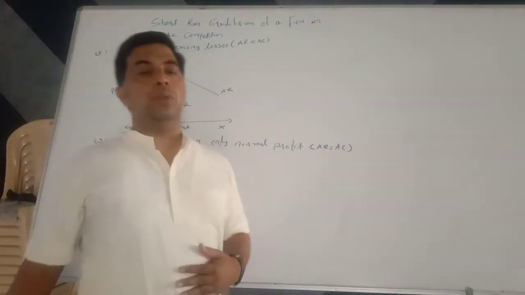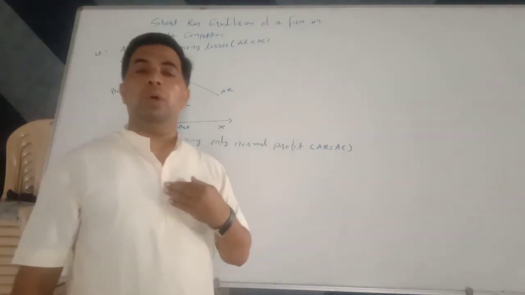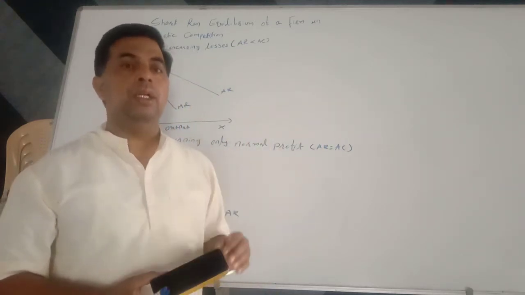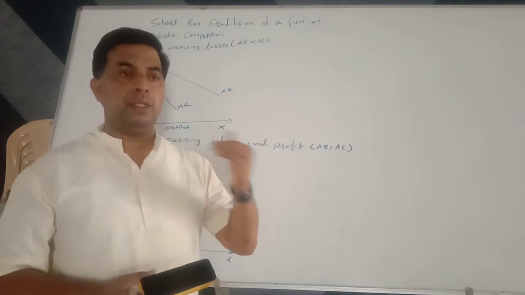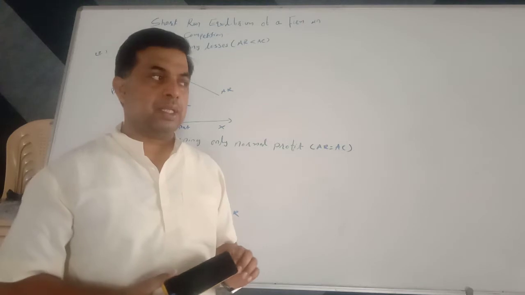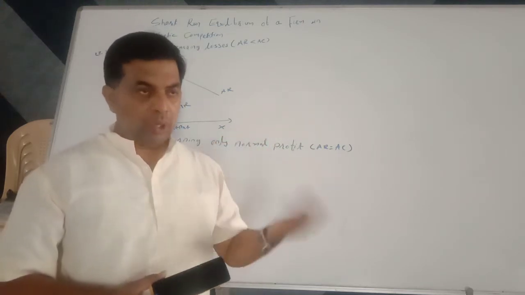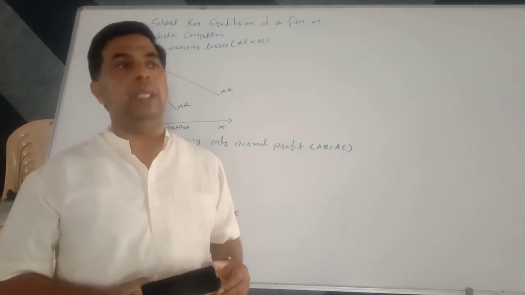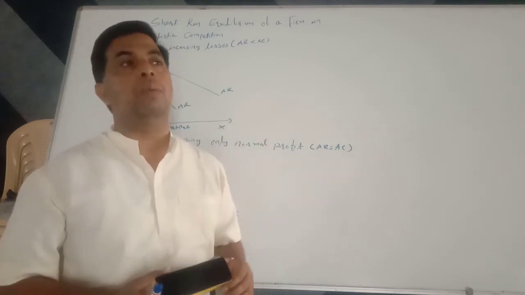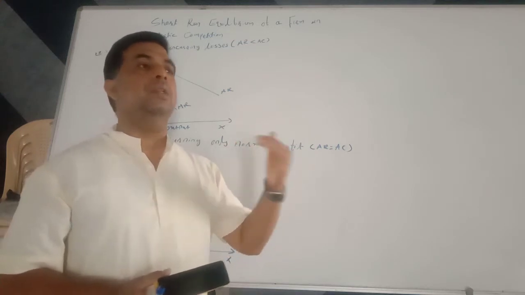Hello, good morning students. We are discussing short run equilibrium of a firm in monopolistic competition. In the earlier video lectures, we discussed characteristics of monopolistic competition. And in the last video lecture, we discussed the first possibility of short run equilibrium, where an individual firm is earning supernormal profit. When average revenue is greater than average cost, the firm can earn supernormal profit.